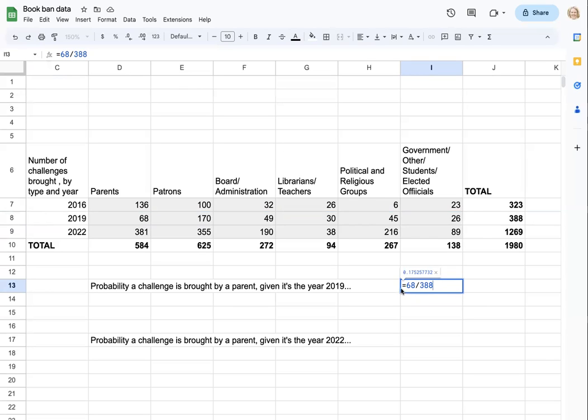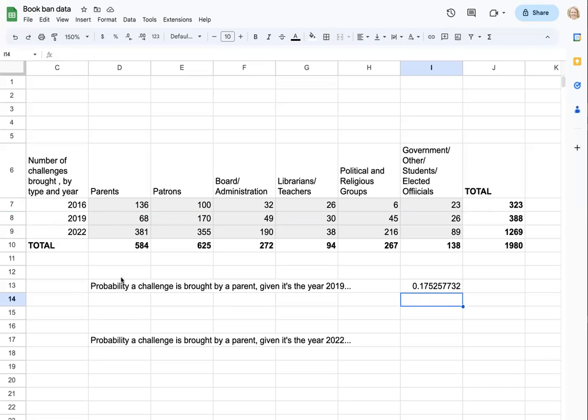Now I'm going to have Google Sheets compute the probability here. So I typed in equals and then typed in the numbers, and look, it's already kind of estimated the answer. So after I push enter, here's our decimal answer, the probability. If we want to turn that into a percentage, just move the decimal place over 2 spaces. So that's about 17.5%. But if we want to say the probability, like my question says, we have a 0.175 probability that a challenge was brought by a parent, given that the year was 2019.